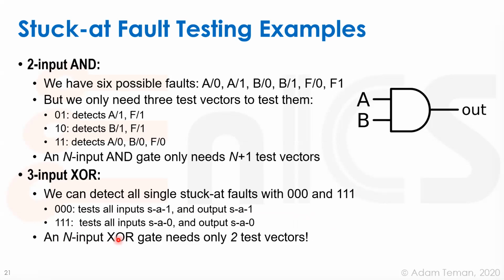An n-input XOR gate only needs 2 test vectors to test. And that's a lot less than testing all of the options, so we have basically, again, 2n plus 2. Like, so we have 2 plus 1n vectors. We can check it with just 2 vectors instead of 2n plus 1.